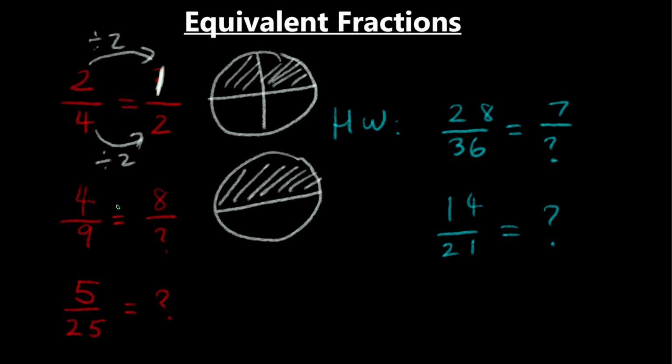But for the second one here, the number's a little bit too big. This time we're actually going from 4 to 8, so it's multiplied by 2. We're going to do the same thing to the denominator. So 9 times 2 is 18. And that means that 8 over 18 is equivalent to 4 over 9, is what this is saying.